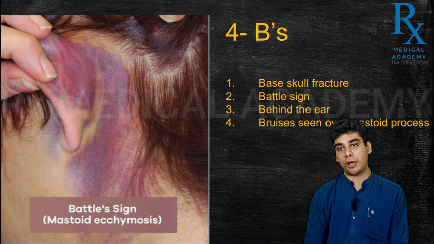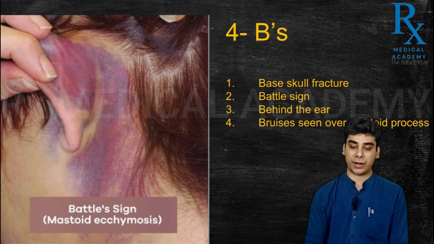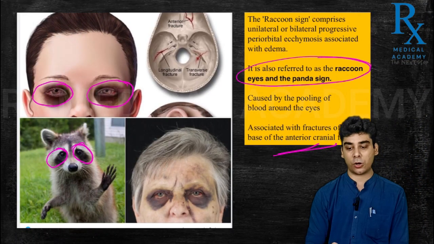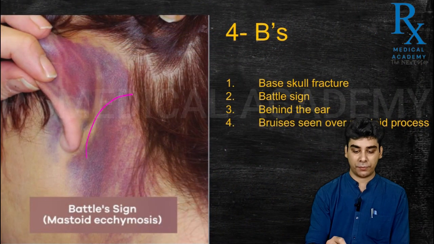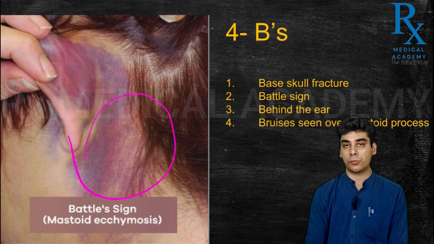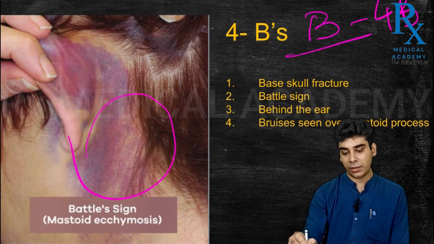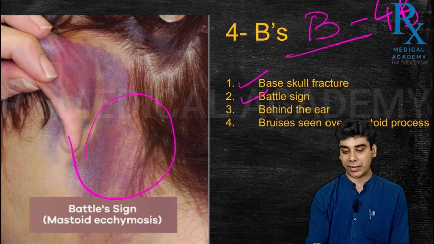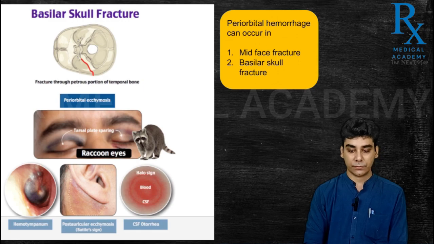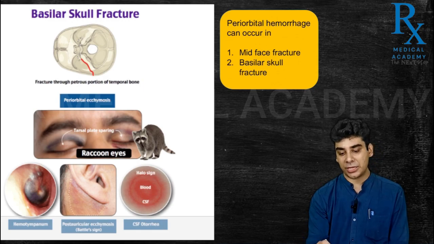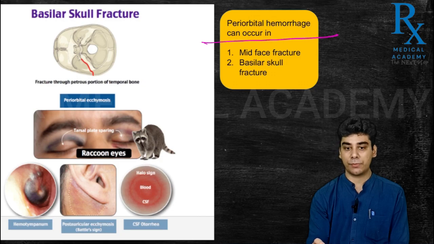Along with raccoon eyes, you can also have battle sign. Battle sign is also a sign that you have had a head injury. So now I'm going slightly off topic, but this is the important part. Since we have periorbital ecchymosis, we can also have ecchymosis over the mastoid process, which is called as the battle sign. So battle sign में B for battle, ये सब 4 B's mnemonic है, जिसमें हमारा base skull fracture होगा, जिसमें battle sign दिखेगा, which is behind the ear, and we see bruises over the mastoid process. So periorbital hemorrhage या raccoon sign या panda eyes can be found in both base skull fractures as well as mid face fractures.